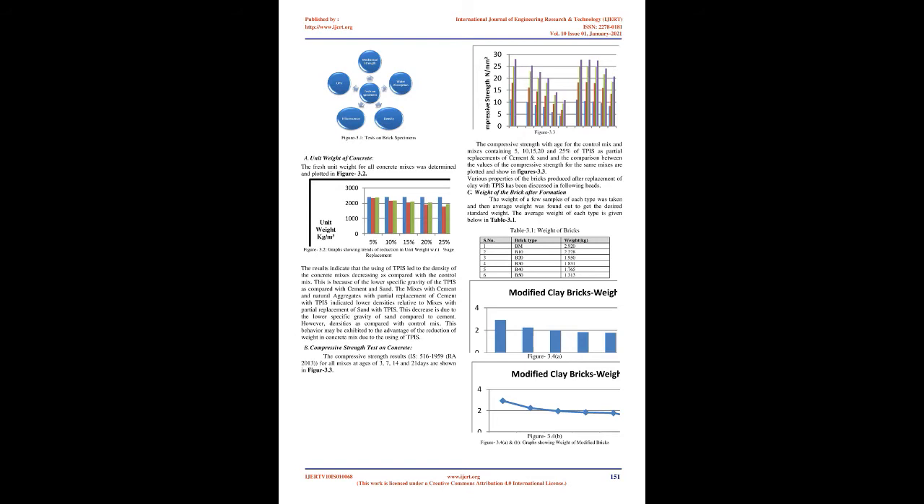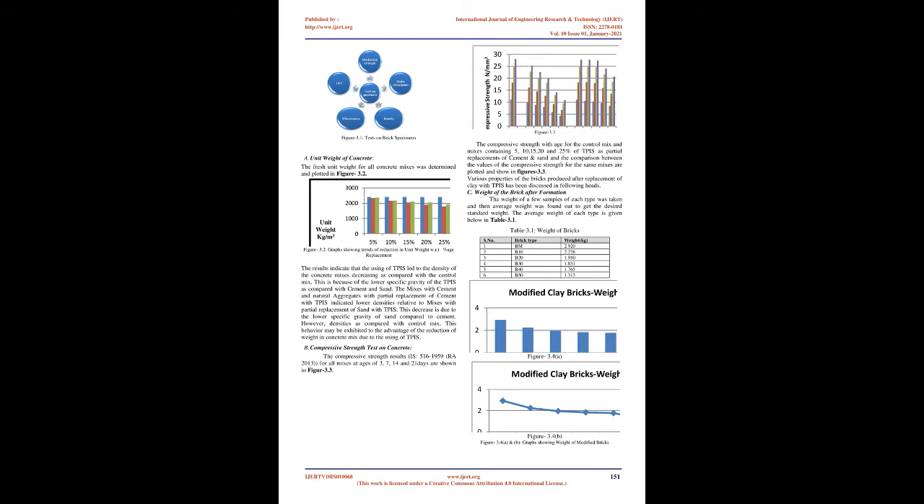The fresh unit weight for all concrete mixes was determined and plotted in figure 3.2. The results indicate that the use of TPIS led to the density of the concrete mixes decreasing as compared with the control mix. This is because of the lower specific gravity of the TPIS as compared with cement and sand. The mixes with cement and natural aggregates with partial replacement of cement with TPIS indicated lower densities relative to mixes with partial replacement of sand with TPIS.